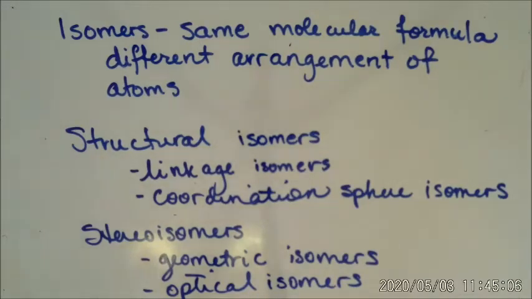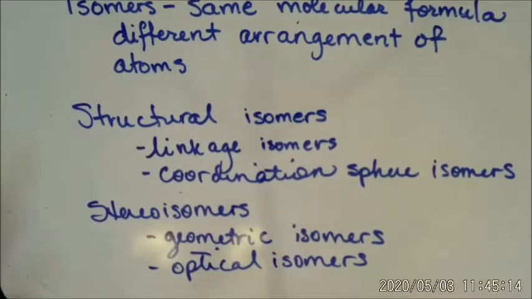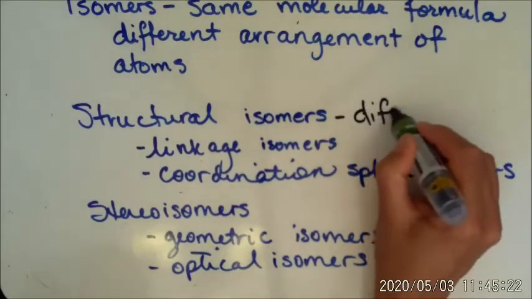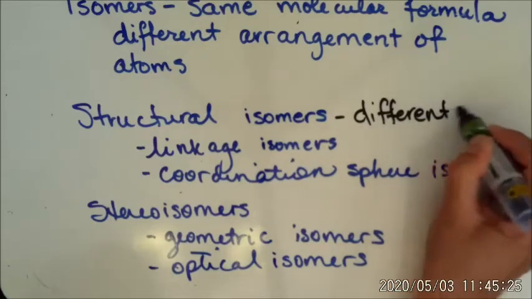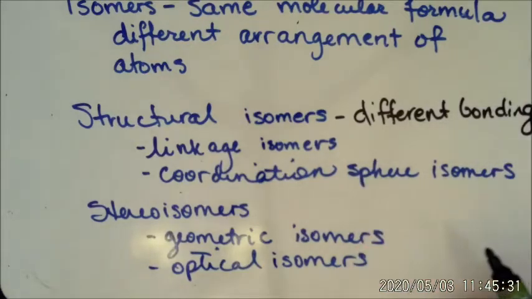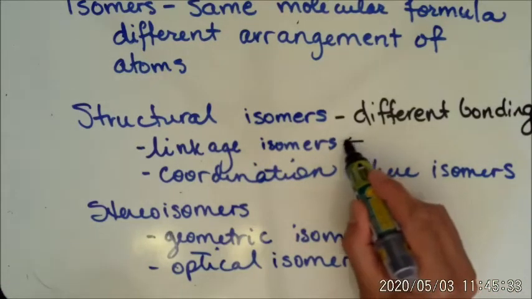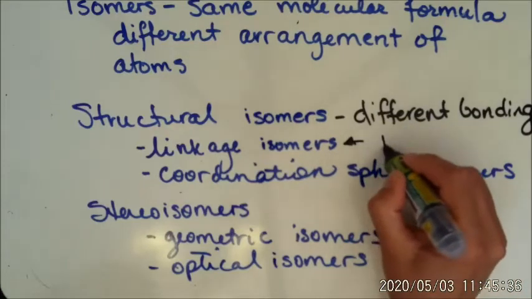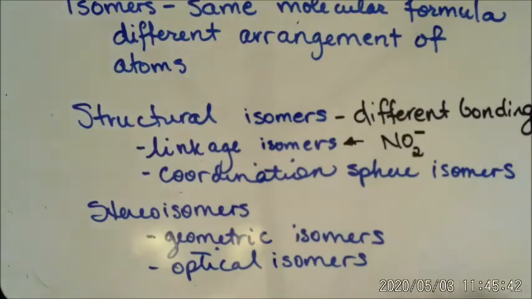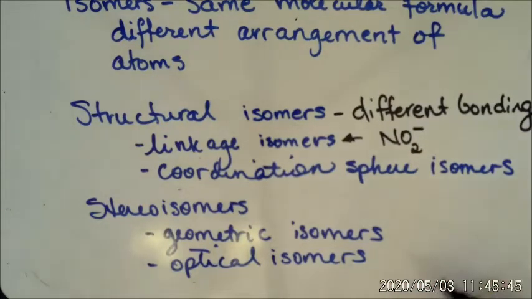The difference could be through bonding, or just through space orientation. The first one, through the bonding, are called structural isomers. So this is different bonds. The first type are linkage isomers. We'll talk about what they are. Basically, we're going to focus on the nitro group, from the nitrite ion as my ligand.